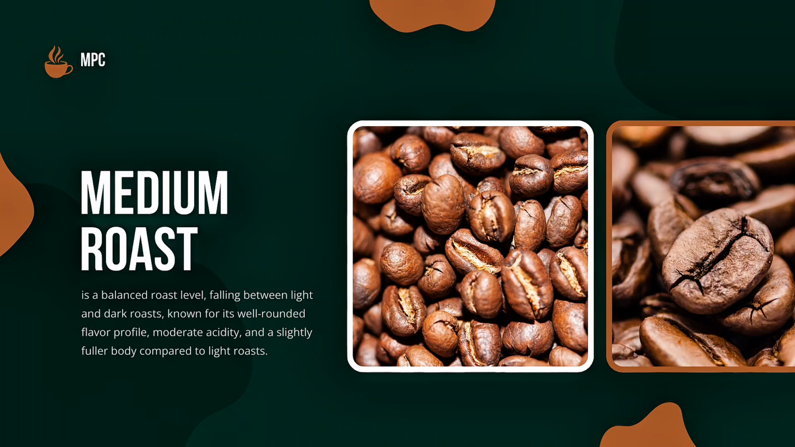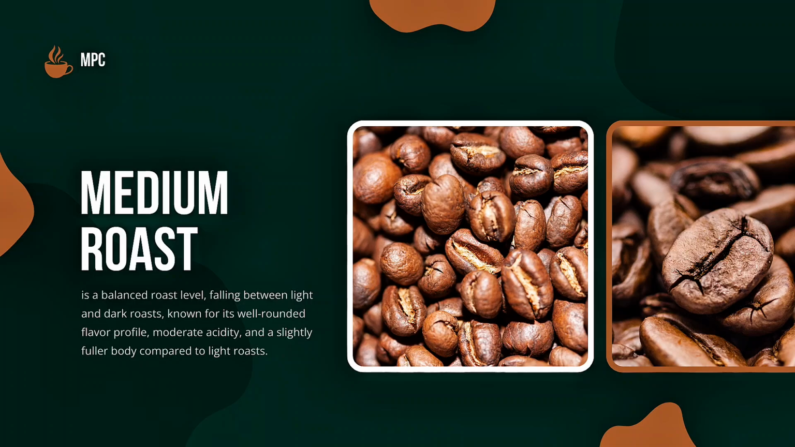Medium roast. Medium roast is a balanced roast level, falling between the light and dark roast, known for its well-rounded flavor profile, moderate acidity, and a slightly fuller body compared to the light roast. So here in the medium roast, as we notice, there's a difference in terms of color between the light roast and medium roast. Because here in medium roast, the color is brown and it rarely has an oily surface. And these coffee beans have a medium content of acidity compared to the light roast.